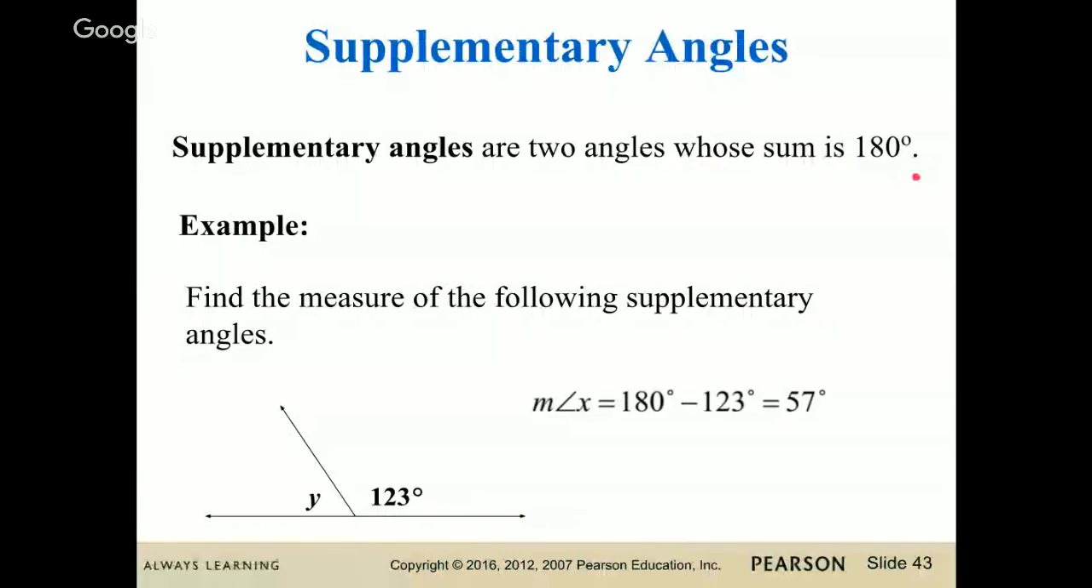Supplementary angles, 180. Okay, so C, complementary goes to the 90, S goes to the 180, supplementary goes to the 180. So 180 degrees, okay, it's represented by a straight line. You're trying to find y, you take 180, subtract 123 from that, that's going to be 57 degrees.